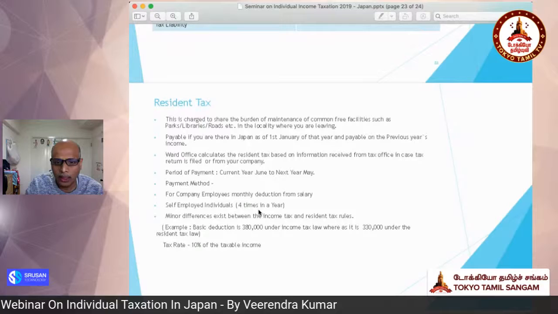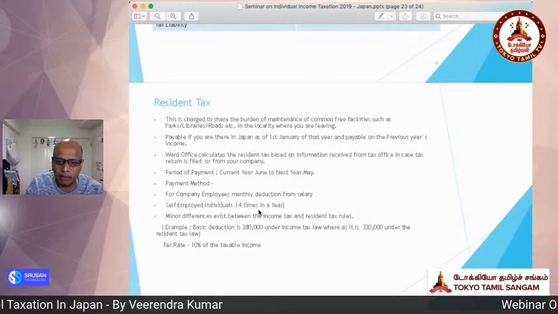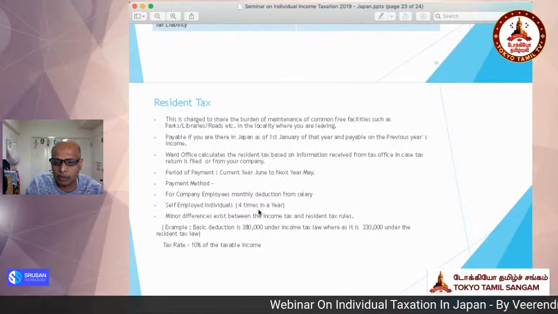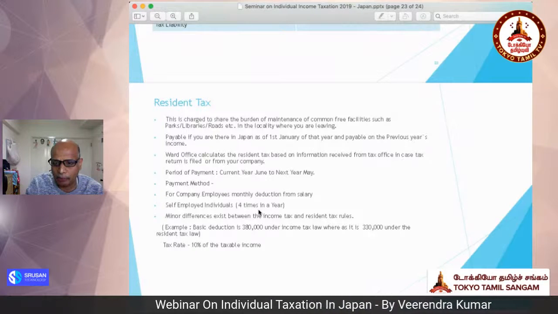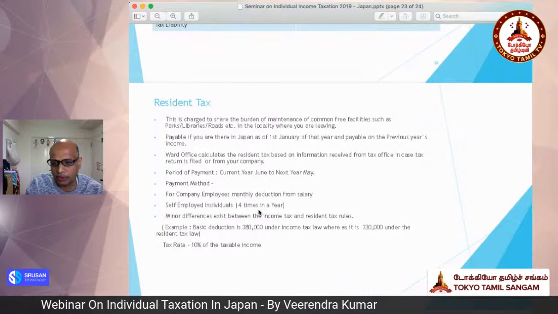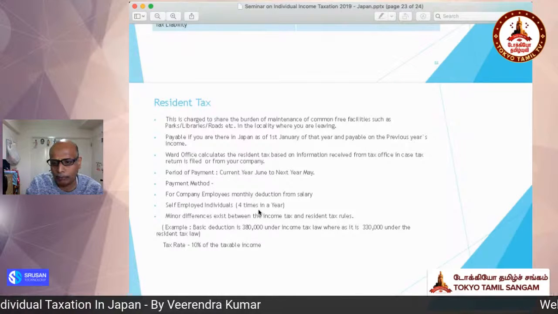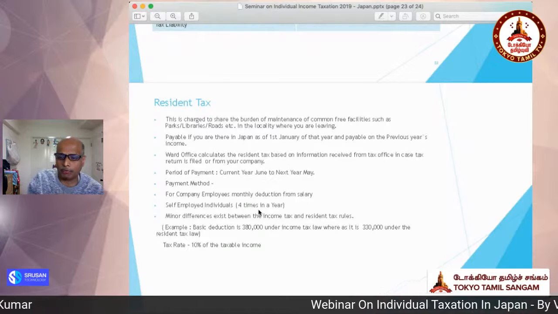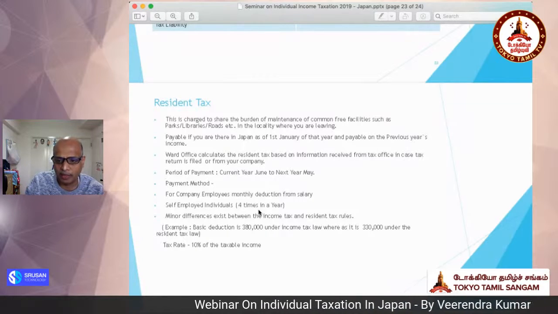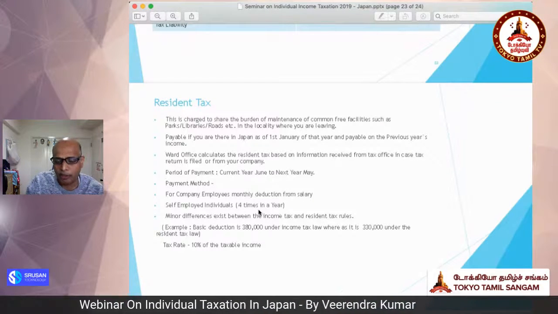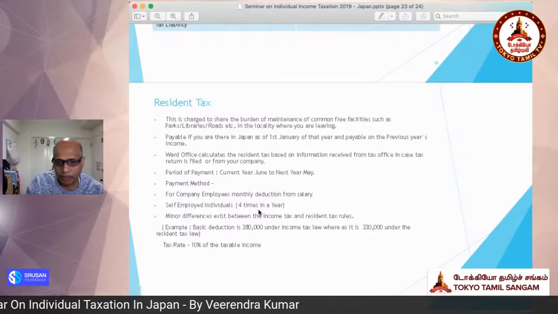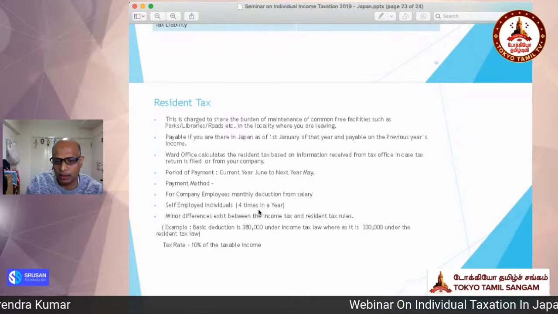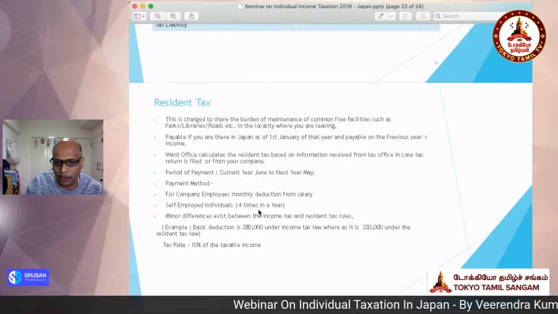May 2022. And normally what happens is that once the year-end adjustment is done by your employer, by 31st January of next year, your employer is going to file a report with the ward office wherever you are staying, based upon which the ward office calculates the resident tax and shares the information with your employer for deduction from the monthly salary. And in the case of self-employed individuals, they have to pay 4 times in a year.